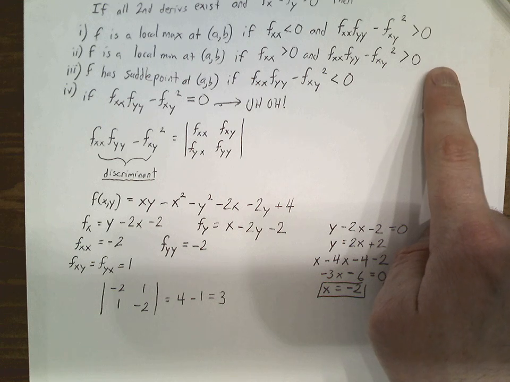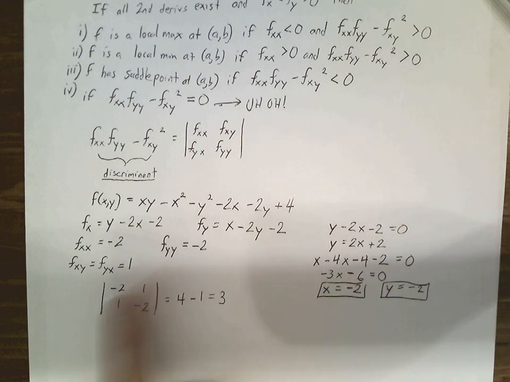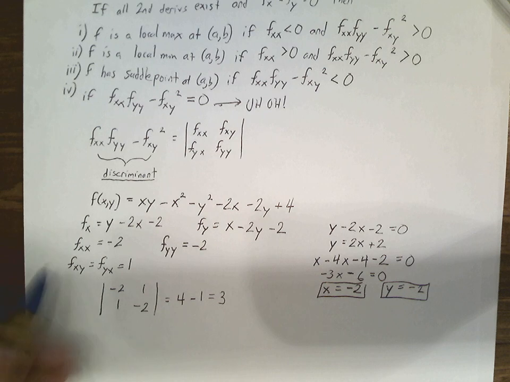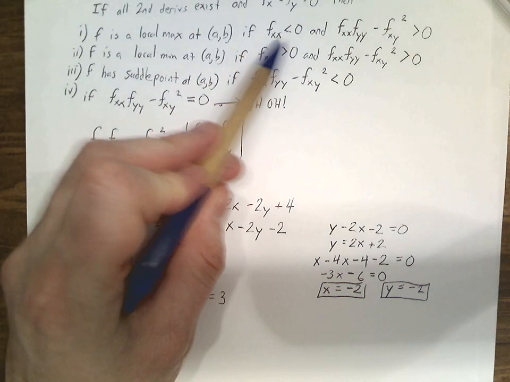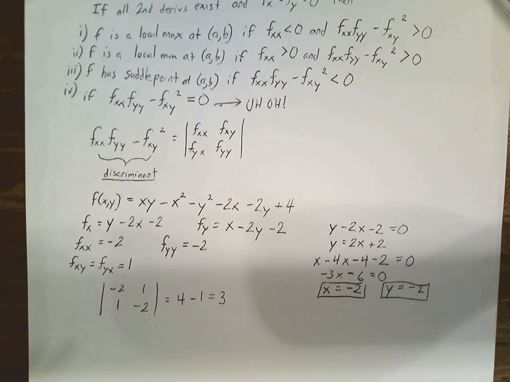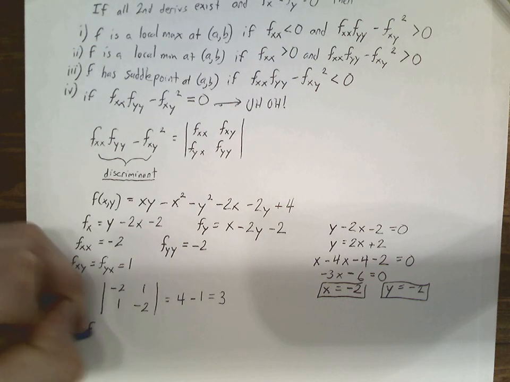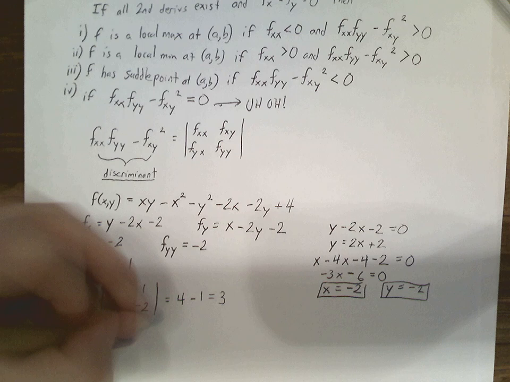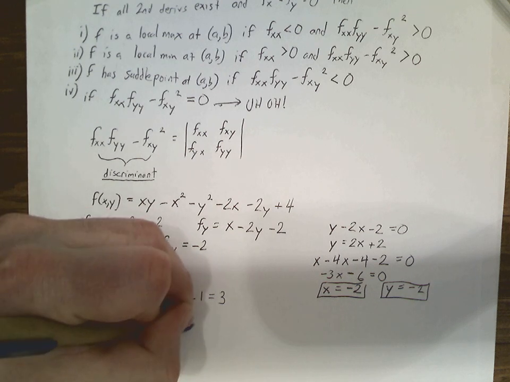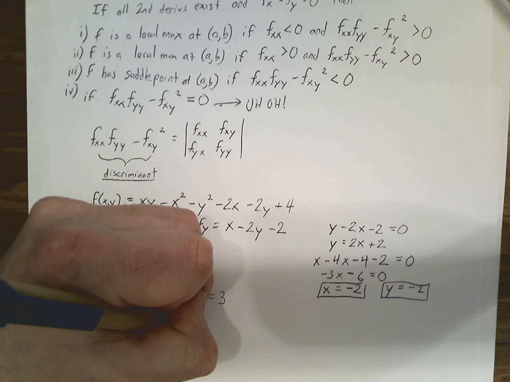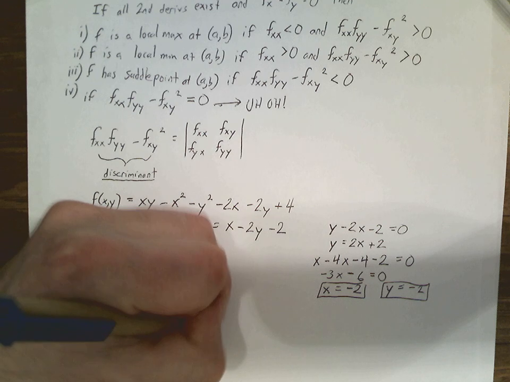I go and look at my second x derivative, and it is negative. So that means that of the possible choices here, fxx is negative, it's negative 2, that means we have a local max. So fxx is less than 0 and our discriminant is greater than 0, so that plugs us right into a local maximum.